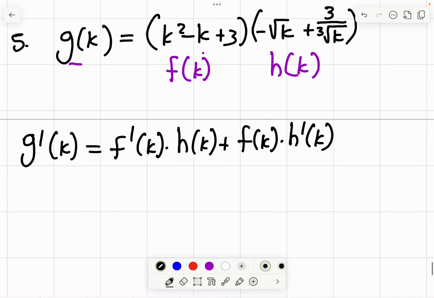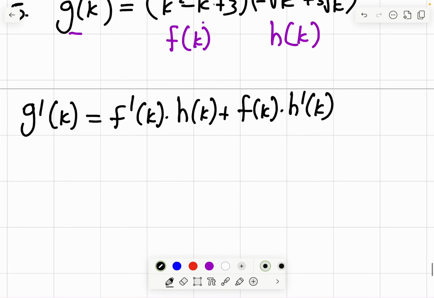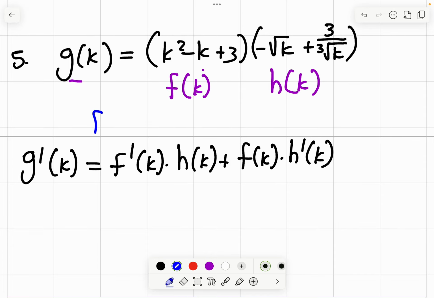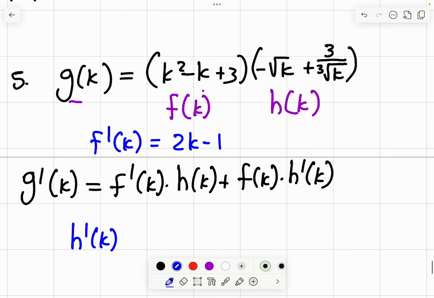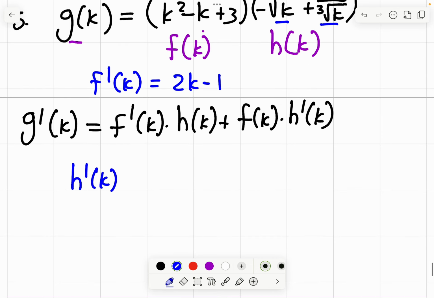So our f of k is k squared minus k plus 3. It means f prime of k is going to be simply 2k minus 1. So what is h prime of k? If you check there, you must simplify these two things before you derive. You must not say h prime first. Start by simplifying that function. When you simplify that function, I have here h of k.